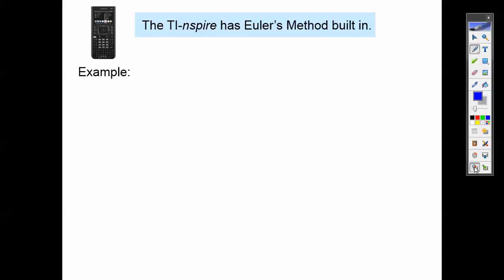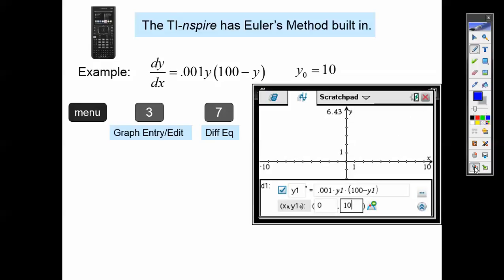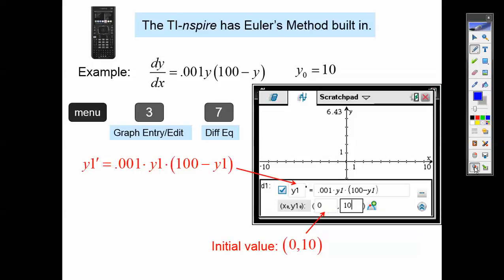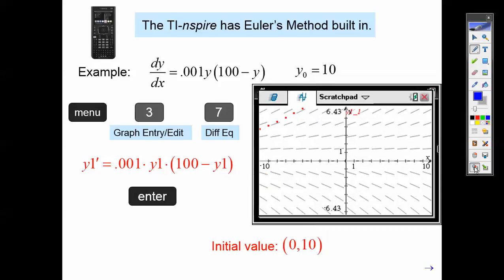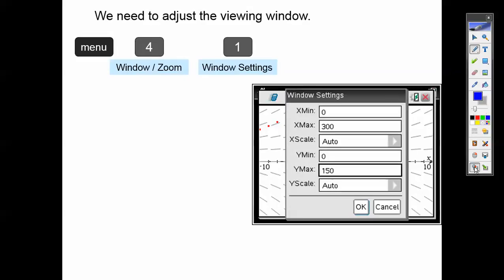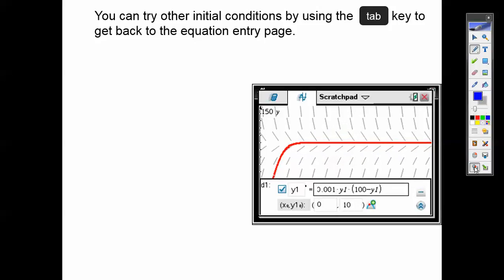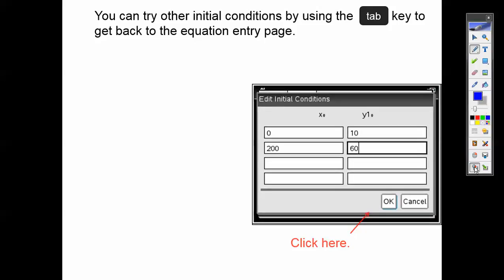And then Euler's method is built in. So if we had an example here, we're going to do a different example, but we just went through this with the graph entry. We type in our differential equation. I wonder how I can get those on the bottom. That's interesting. I wonder if that's in the settings or something. So notice they use y1 in there. We put in our initial condition. We get our slope field, okay, and then you can trace. We just talked about adjusting the window settings. So they went through this one, and you can try different initial conditions.